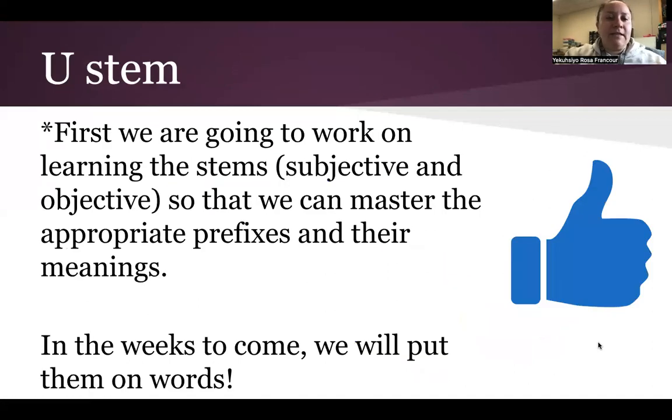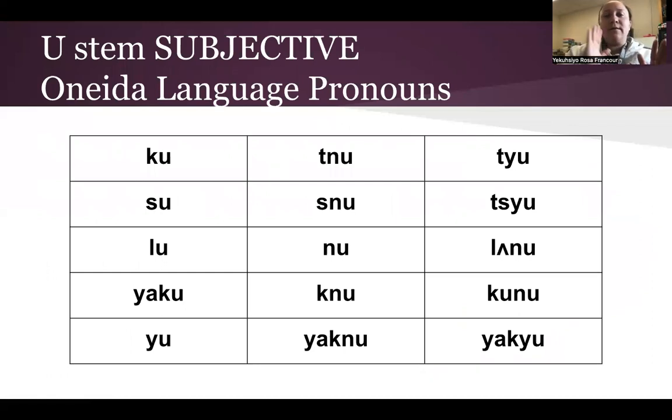Let's talk about the subjective and objective pronouns. So I'm going to go through them and I want you to repeat them. I'm going to say the pronoun, and I want you to repeat it on your end as you're watching. This is the subjective. Okay, so first pronoun: goo, zoo, lu, yagu, you, nu, snoo, nu, gnu, yugnu, diu, ju, lanu, gunu, yugyu. All right, that's our subjective.